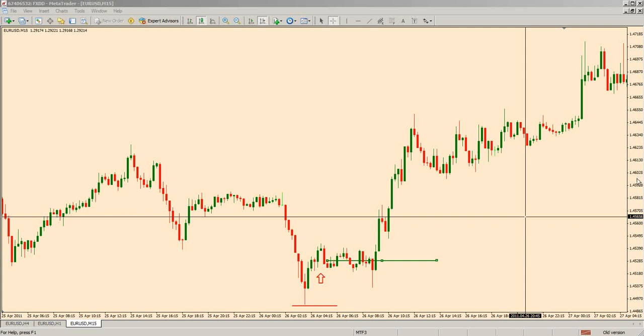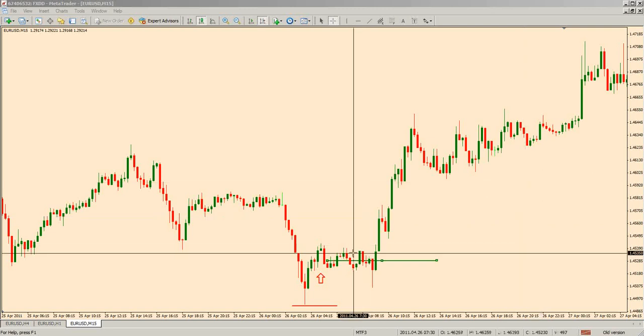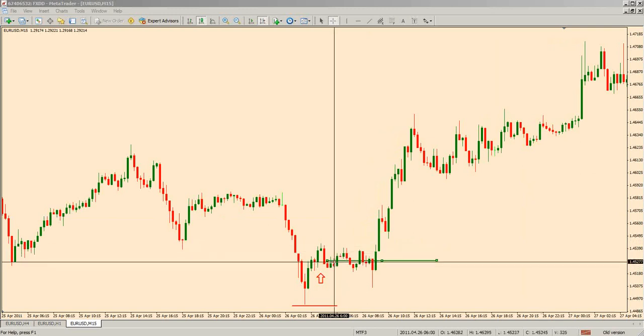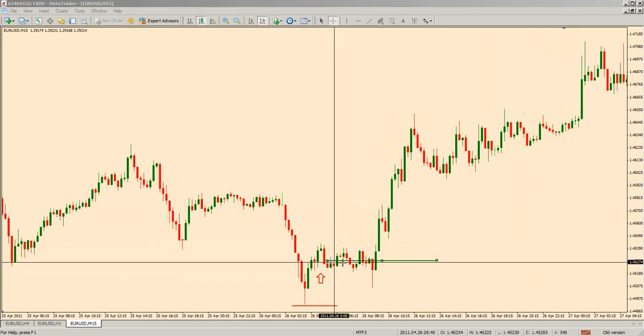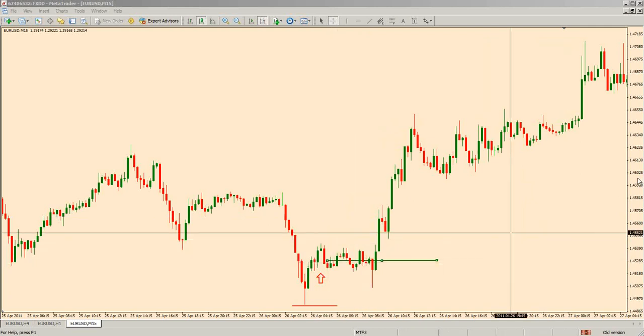Chetan? Is it only wicks that you consider a full close? I'm not sure what you're referring to, but I think you're referring to when I'm looking for a breakout. I'm looking for a breakout above the high, which would be the wicks included.